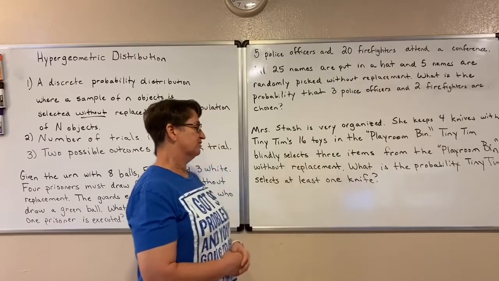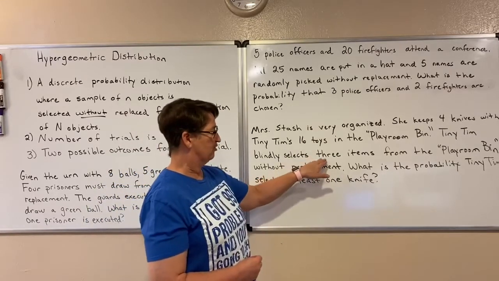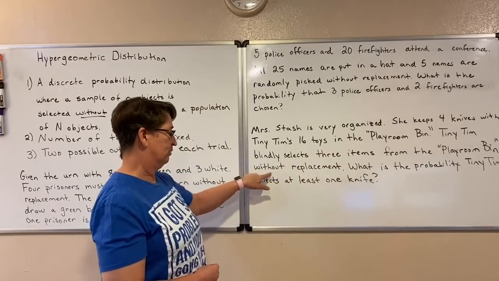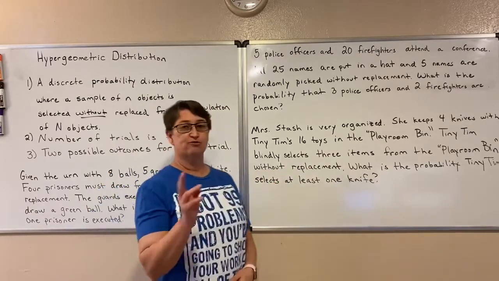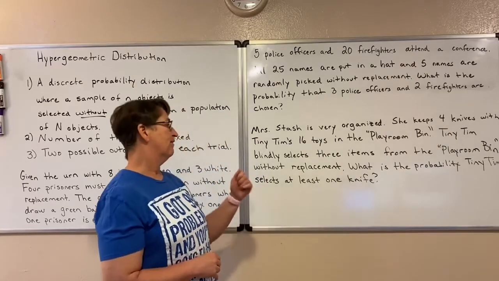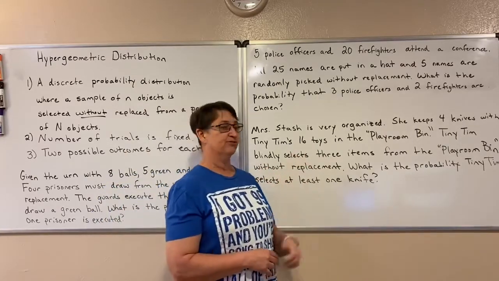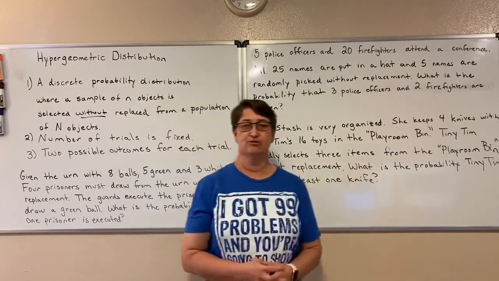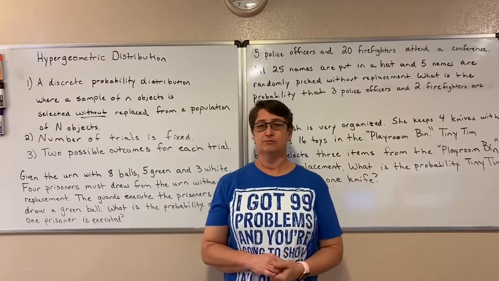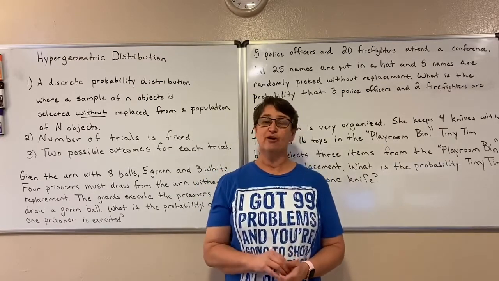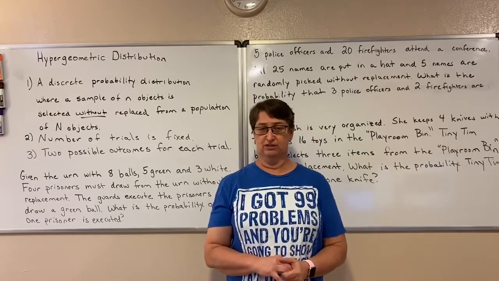We have a fixed number of trials. We're going to select 3 items out, and it is without replacement. And then we have 2 groups, success and failure. We have our toys and our knives that we are going to pull out of the bin. So all 3 of these are examples of hypergeometric distributions. In the next video, we're going to look at the variables of the hypergeometric distribution.